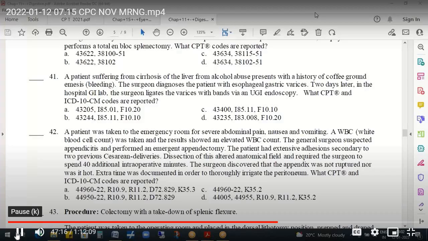Next, make a heading: hernia repair. Next concept, hernia repair.